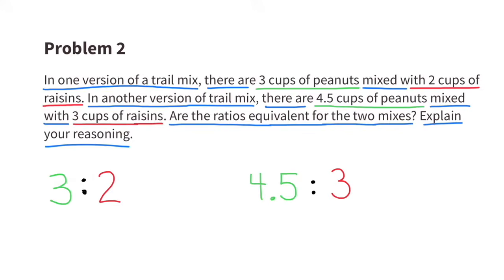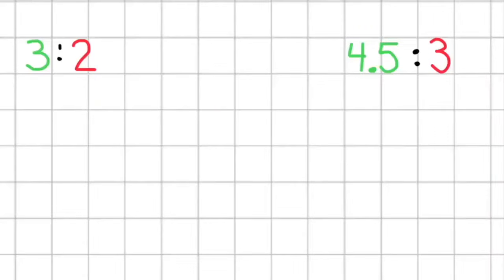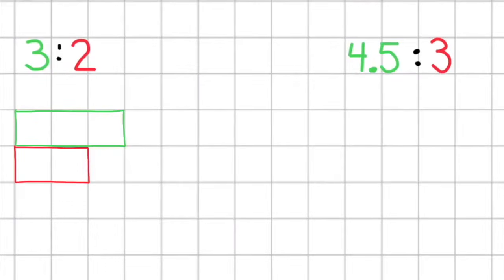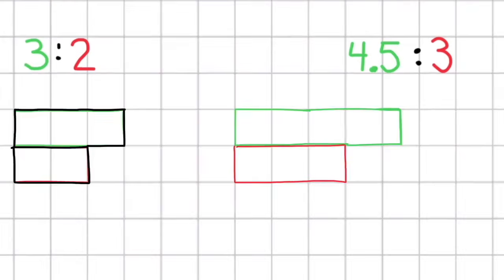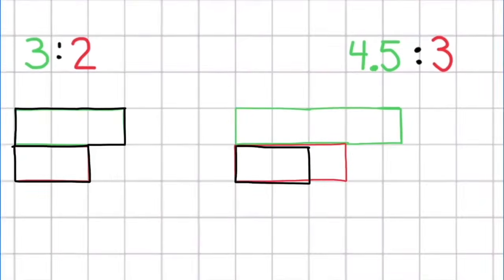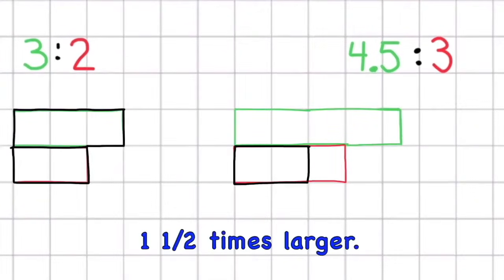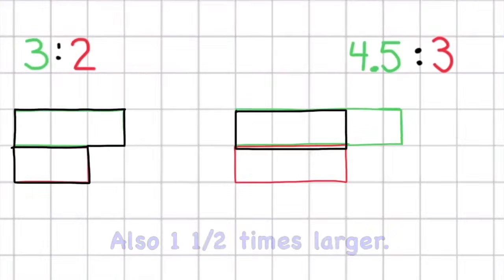I'm going to illustrate what a 3 to 2 ratio and a 4 5/10 to 3 ratio would look like. The green represents 3 units, and the 2 represents 2 units. On the left, that's a 3 to 2 ratio. On the right, we have a 4 5/10 to 3 ratio. When you compare these two sizes, you can see that 3 is 1 1/2 times larger than 2, and 4 5/10 is 1 1/2 times larger than 3.